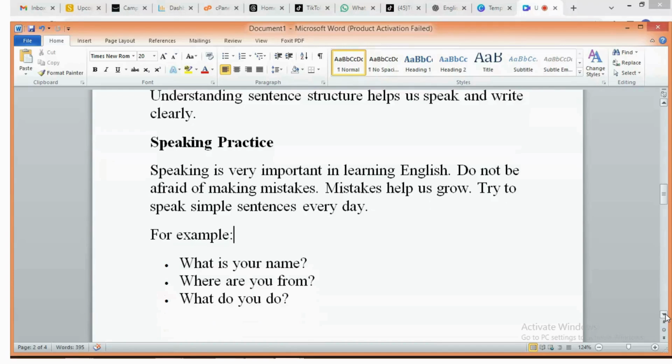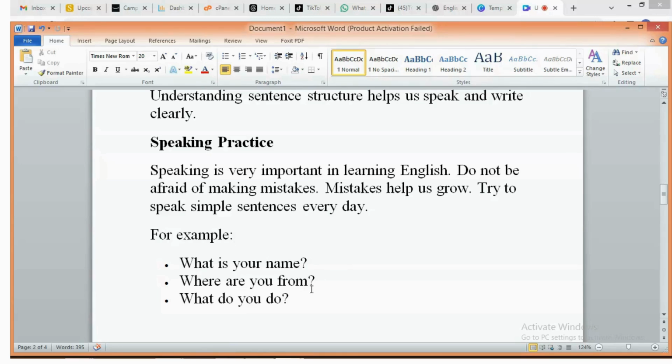Speaking practice. Speaking is very important in learning English. Do not be afraid of making mistakes. Mistakes help us grow. Try to speak simple sentences every day. For example, what is your name? Repeat after me. What is your name?